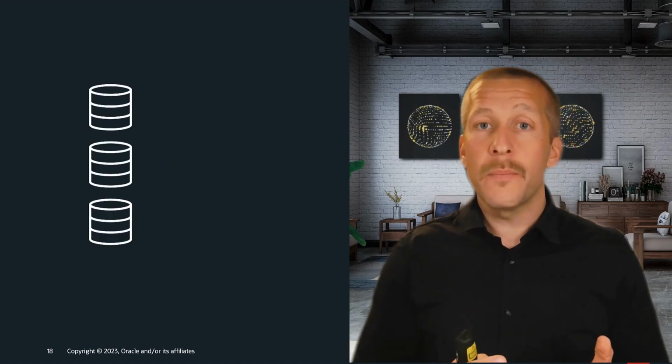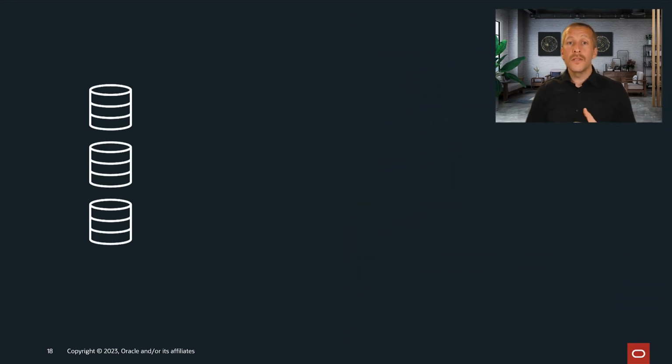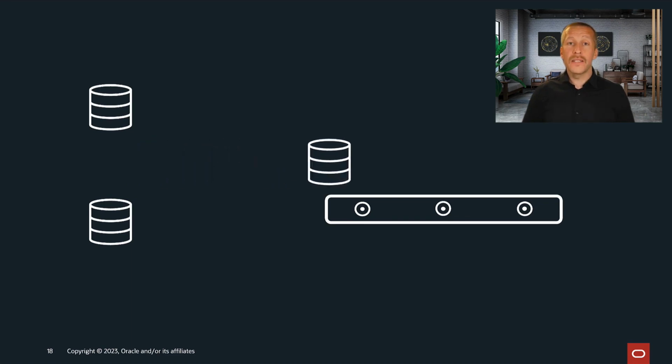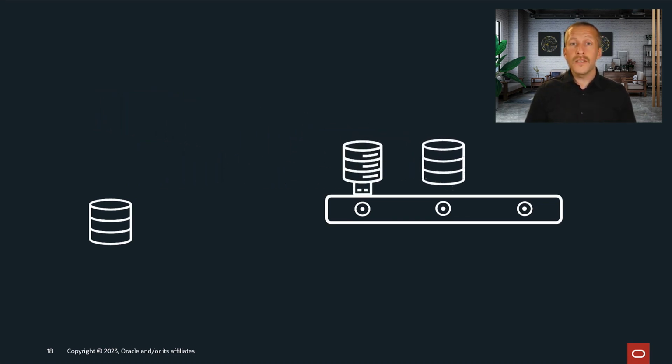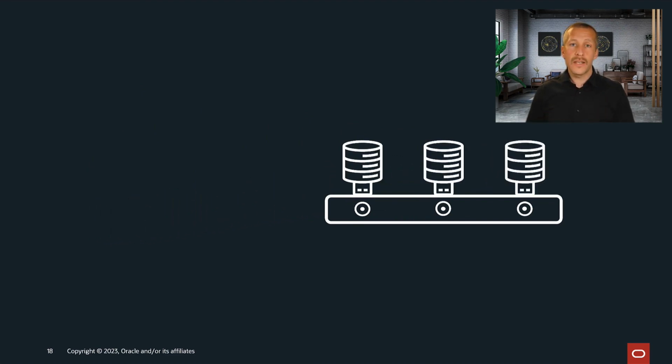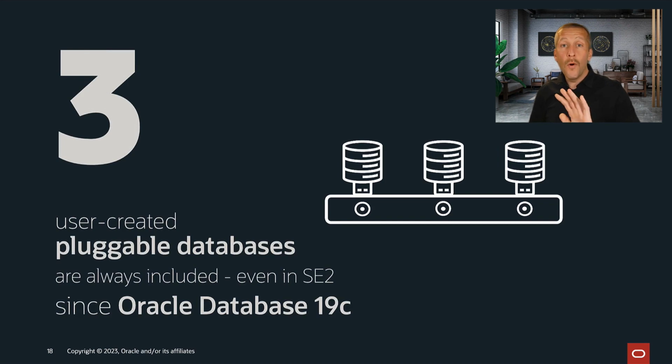Take some of the databases in your environment and put them into a container database. In Oracle Database 19c, we allow you to put in 3 of your own PDBs into a container database without having to have the multi-tenant license. If you want to put in more PDBs than 3, then you need the multi-tenant license, obviously. But on 19c, even on Standard Edition 2, we allow you to use the multi-tenant architecture with 3 PDBs.